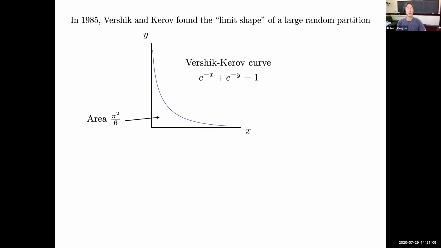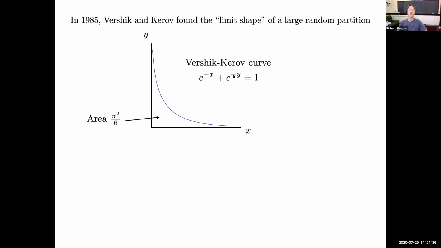originally proved by Vershik and Kerov, or maybe just Vershik, or maybe just Kerov. The history is a little bit unclear about this particular result, but at least it's stated in that paper of Vershik in 1985 that there is a certain limit shape of a large random partition, which we're going to call the Vershik-Kerov curve. And that curve has a very simple formula, which you can see here as just e to the minus x plus e to the minus y equals 1, right?